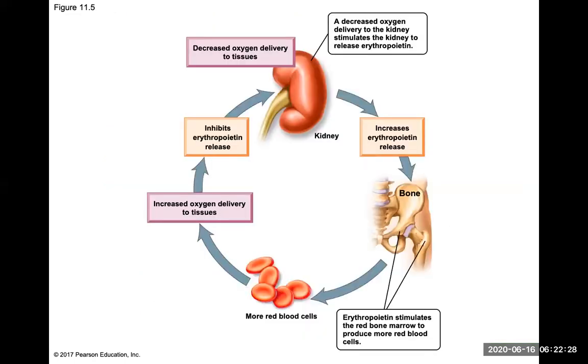So this is a look at how the kidneys will increase the release of erythropoietin and tell your red bone marrow to create more red blood cells. And when they sense that there's an increased oxygen delivery to tissues, they will inhibit the erythropoietin release.